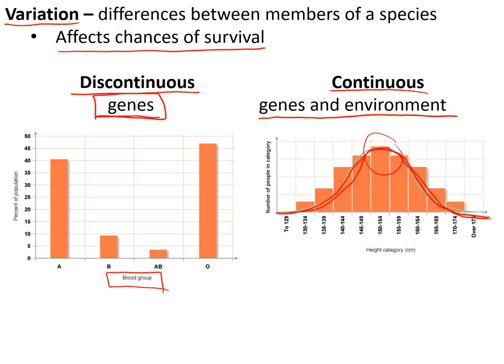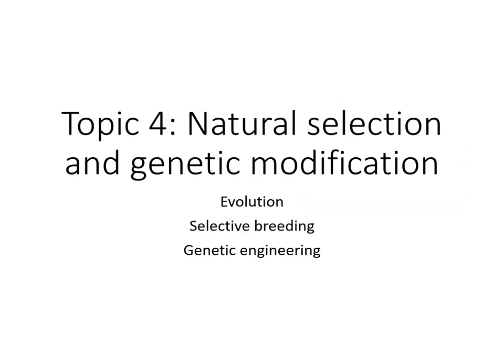So for example, if you've got two tall parents, it's likely that you will also be tall, but not definite. Because if you had two tall parents but were fed a really poor diet as a child, that poor diet means you wouldn't grow to your potential. So continuous variation is affected by both genes and the environment. Discontinuous variation is only from genes.